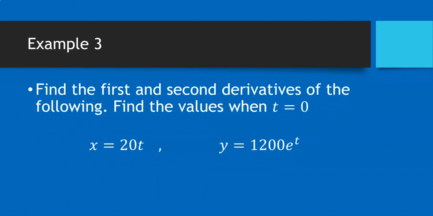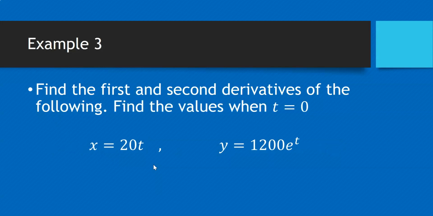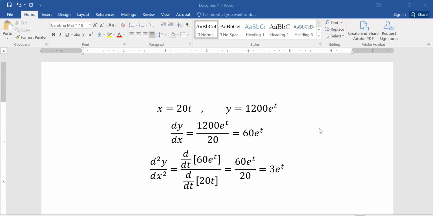So here's what I'd like you to do. We're going to do a couple more examples. I'd like you to push pause and find the first and second derivatives of this pair of parametric equations, and then find the values when t is equal to 0. All right, hopefully you went ahead and did that.